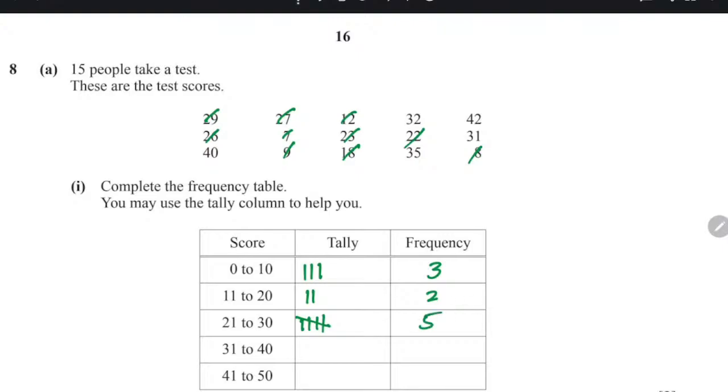Then between 31 and 40, this one, that's 1. This one, that's 2. This one, that's 3, and including this one, that's 4. So it'll be 4. Then 41 to 50 is just this, so it's 1. Anyway, you have it.